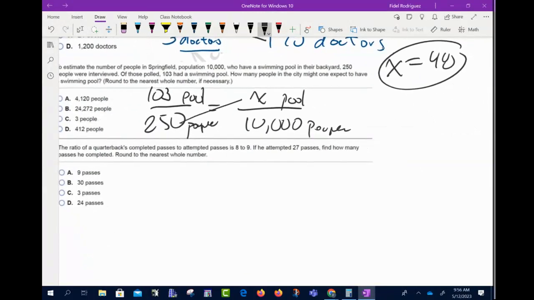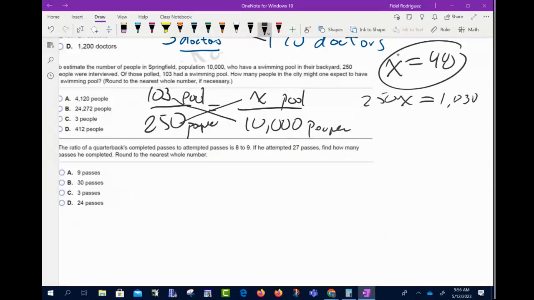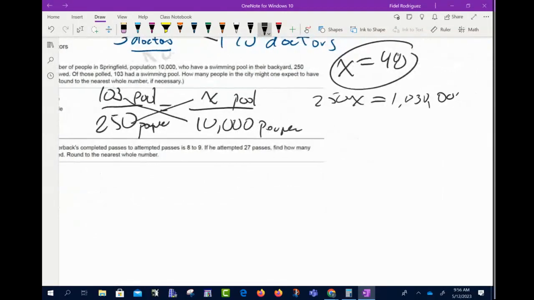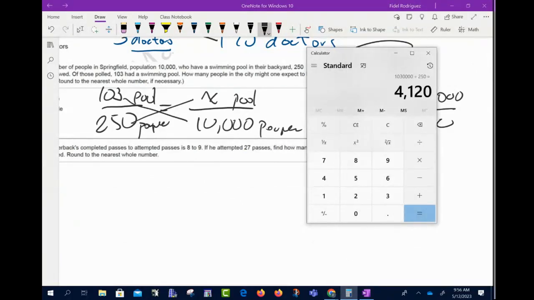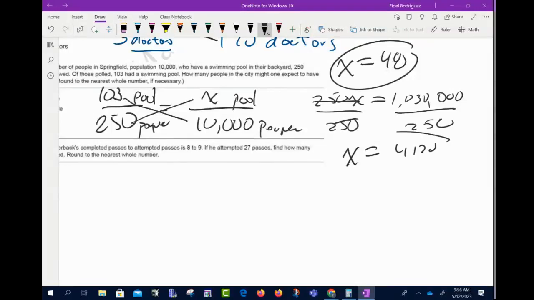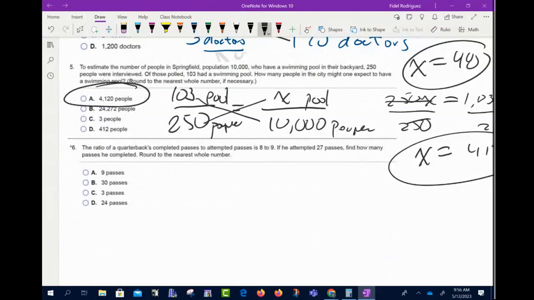So let's do this. 250x equals, well, whatever number that is, 103 times 10,000, 1,030,000. And we're now going to divide everything by 250. And I'm sorry, how much was it? 4120? Thank you so much. 4120. Was that one of our choices? There it is. It's A.